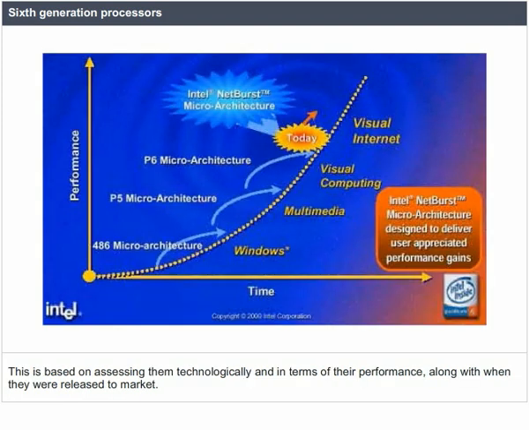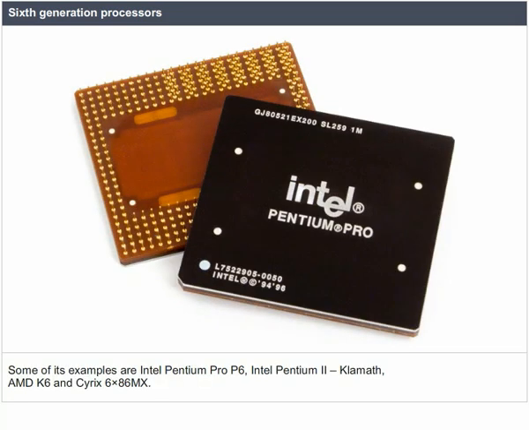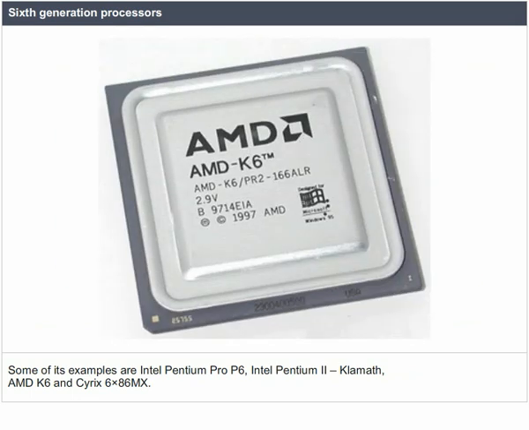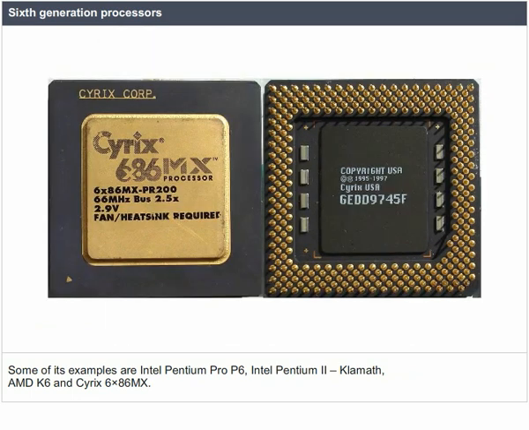This is based on assessing them technologically and in terms of their performance, along with when they were released to the market. Some of its examples are Intel Pentium Pro P6, Intel Pentium 2 Klamath, AMD K6 and Cyrix 6x86MX.